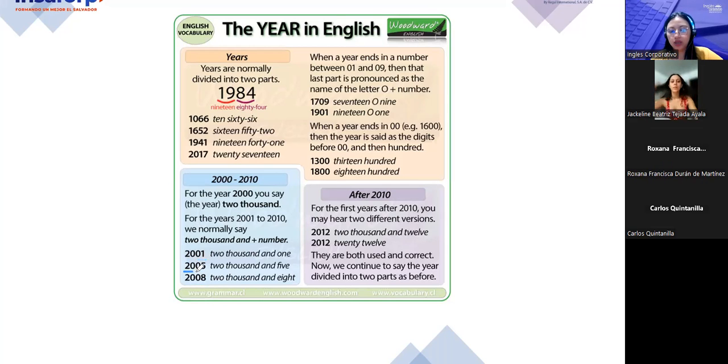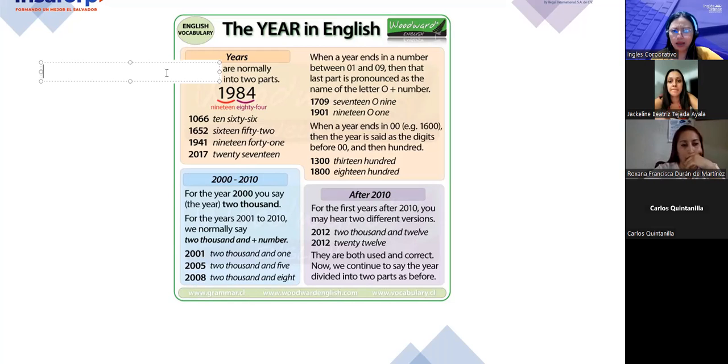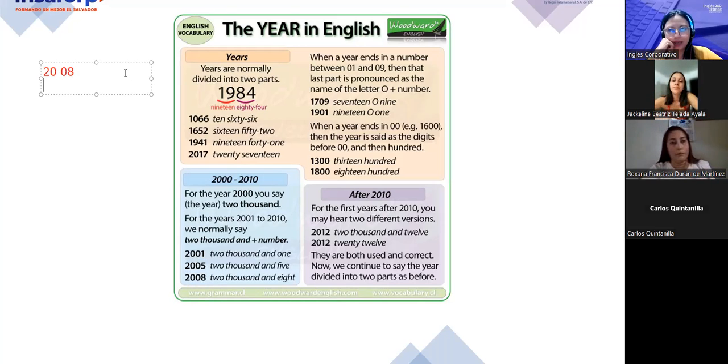2001, 2005, or 2008. ¿Será que se entiende o está incorrecto o es pecado decirlo así, teacher? Not really. Pero, por eso es que incluso se pone por escrito la excepción. Normalmente, lo más común es escucharlo en esta manera, con la expresión thousand.